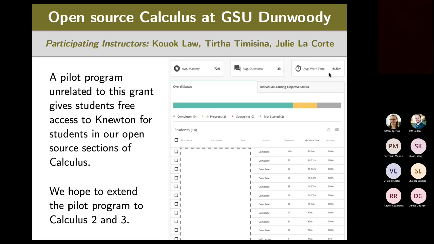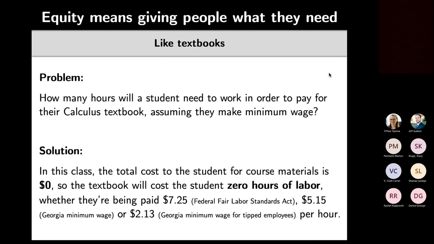We have a pilot program going on at GSU, at least at Dunwoody campus, which gives students free access to Newton. We hope to extend this pilot program for open source calculus to calculus 2 and 3. But at this time, the course costs the student nothing in extra materials.